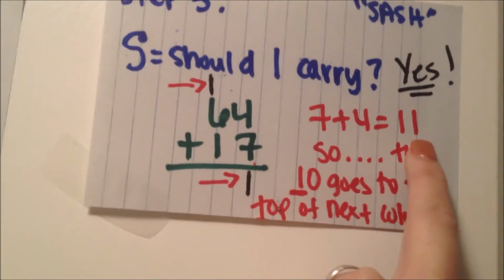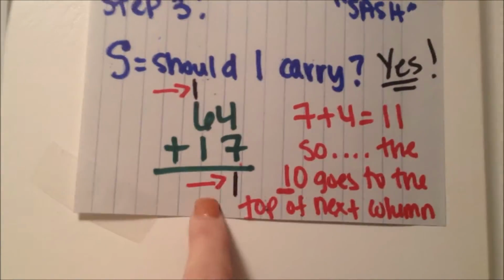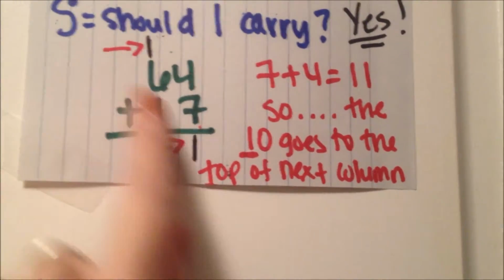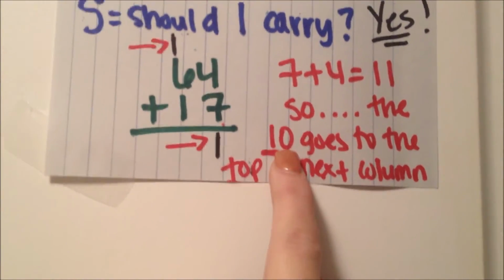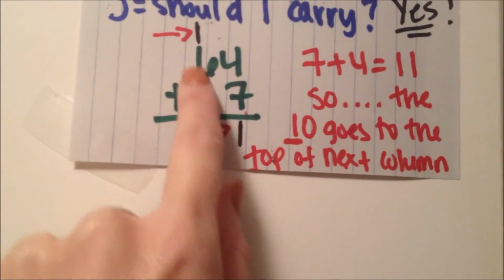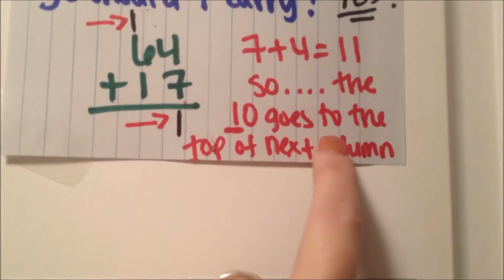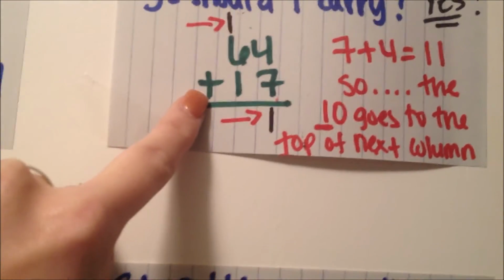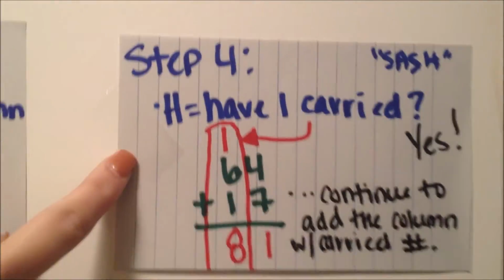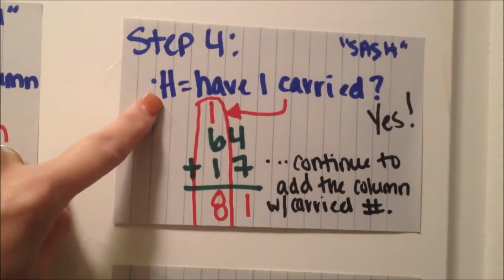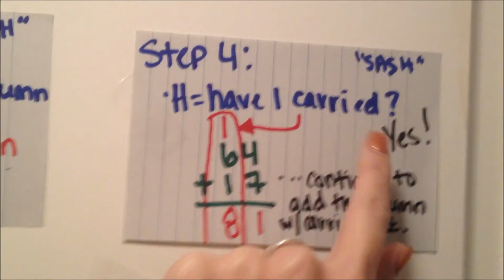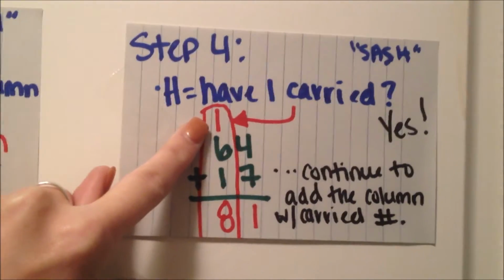That is a 2-digit whole number. Therefore, you have to add the 1 at the top of the tens. So the 1 that I carried is really standing for 10, and it goes to the top of the next column, which is what I modeled here. Step 4, you make sure that you did carry correctly. So H: have I carried? Yes, I have. There's my 1.